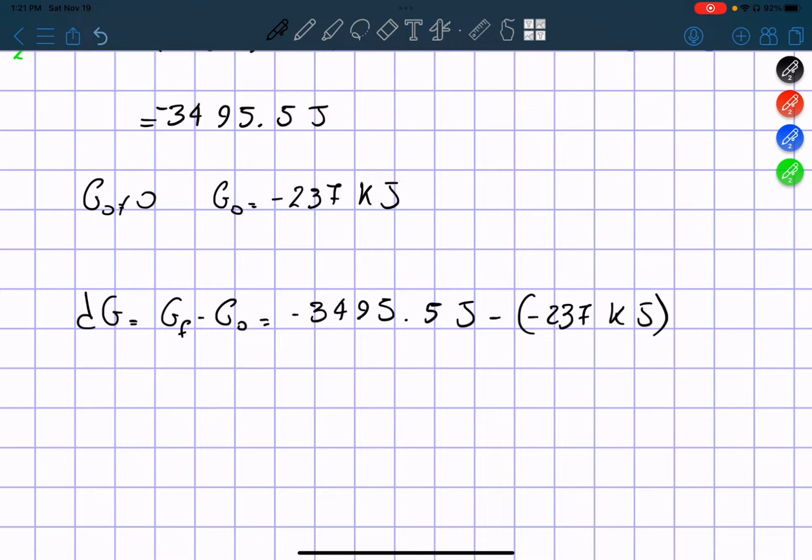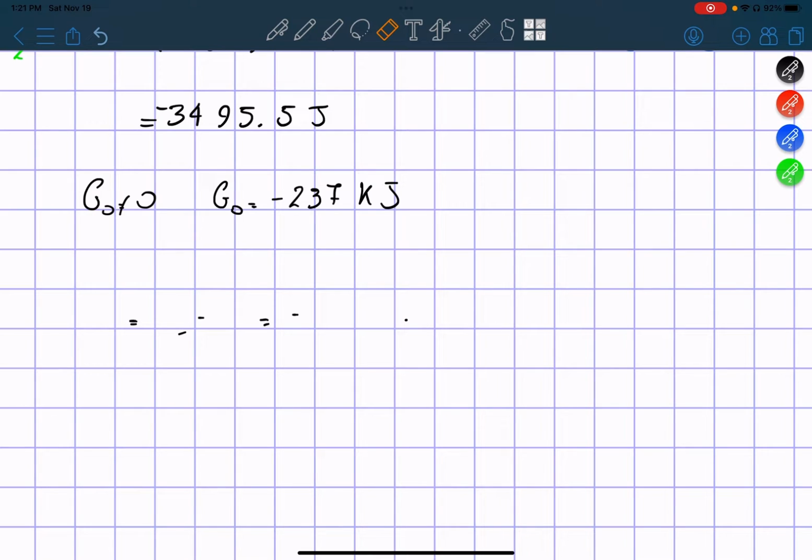Okay. Sorry, this is the dG. We already found dG. I'm going to rewrite it better. So it would be something like G final is equal to G0 plus dG, right? This makes more sense.